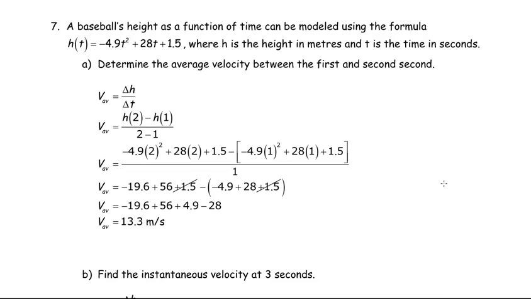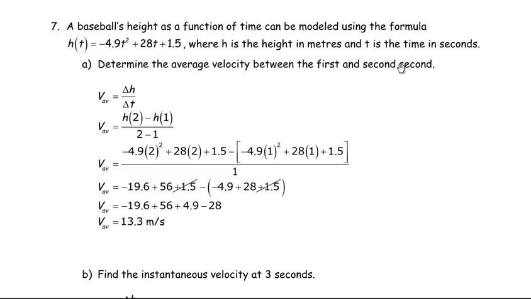On to question number 7. A baseball's height as a function of time can be modeled using this formula. H of t equals -4.9 t squared plus 28t plus 1.5. H is the height in meters and t is the time in seconds.